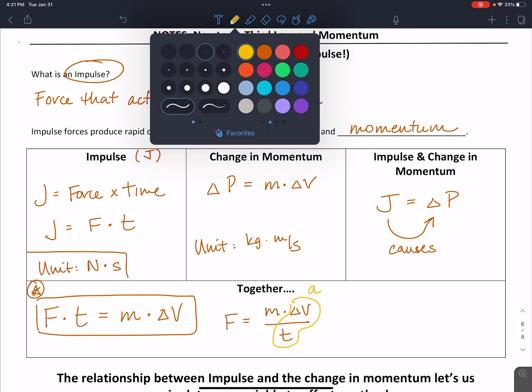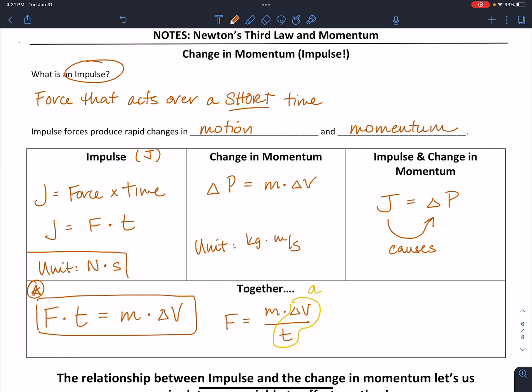So what we've really done is rewritten Newton's second law, where force equals mass times acceleration. We just have plugged in change in velocity over time. If we think about what this means, if the time of that interaction increases, then we're going to see a decrease in that force. So that's an inverse relationship between those two variables.